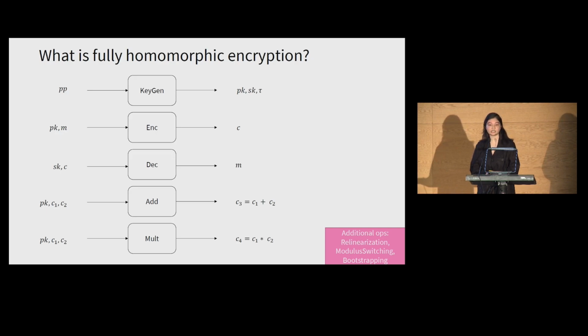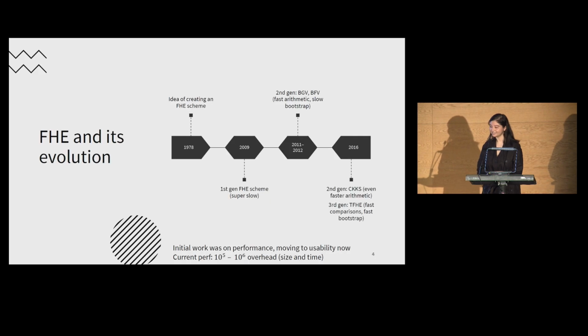You can think of it as an extension to public key cryptography. The idea here is you have the usual algorithms, key generation, encryption, decryption, but now you have these additional functionalities like being able to add and multiply ciphertexts together. There are usually some additional operations when you actually go into an FHE scheme, and these allow you to do additional operations on encrypted data, stuff like relinearization, modulus switching, and bootstrapping.